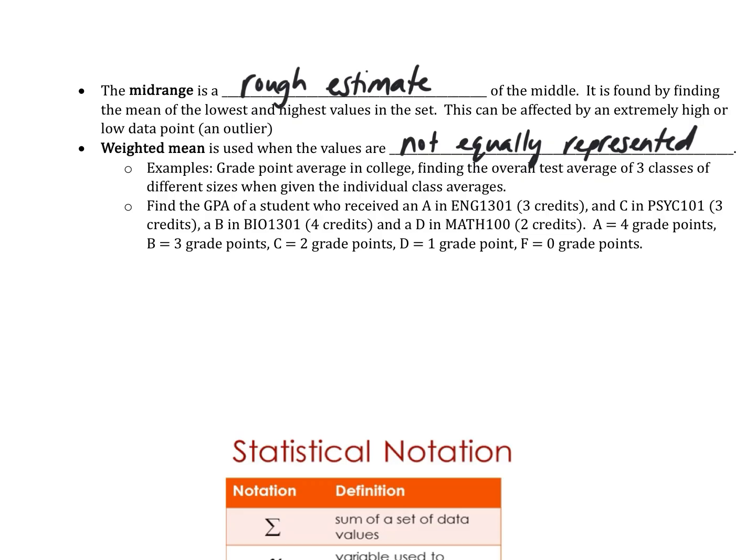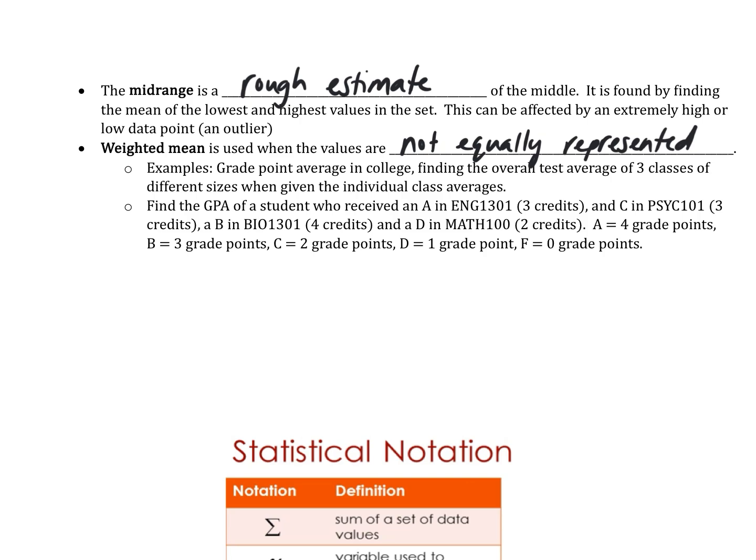Here at PCA, when you calculate your GPA, all of your classes are weighted equally. English and math and science and history, all of them are weighted the same. So you just add them up and divide. When you get to college, that is no longer the case.